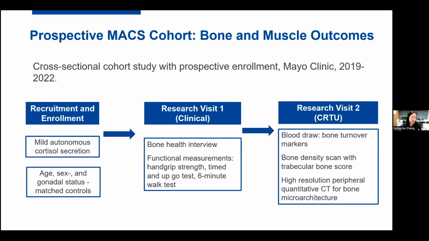All of these study participants underwent 2 different research visits. The first visit was clinical, so it included a bone health interview and different functional measurements, including hand grip strength, timed up and go tests, and the 6-minute walk test. The second visit was done in the clinical research trials unit. It consisted of a blood draw for bone turnover markers, a bone density scan with trabecular bone score, and high resolution peripheral quantitative CT for bone microarchitecture.